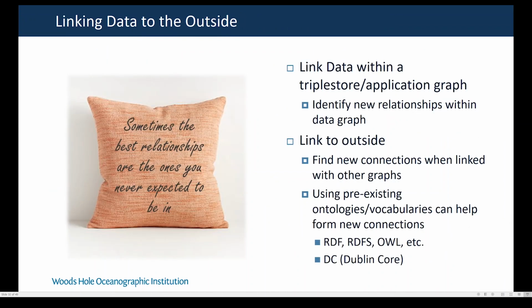So not only is it important to be able to link data within a single triple store or application knowledge graph, but what we really want to be able to do is connect the data to the outside. So I feel like if the semantic web had a couch, it would have probably bought this throw pillow from Etsy. And the way that it would be able to connect to other outside graphs is partially through sharing of pre-existing ontologies or vocabularies to help make those connections. So using RDF, RDFS, and OWL to help define classes and properties within a knowledge graph or ontology.